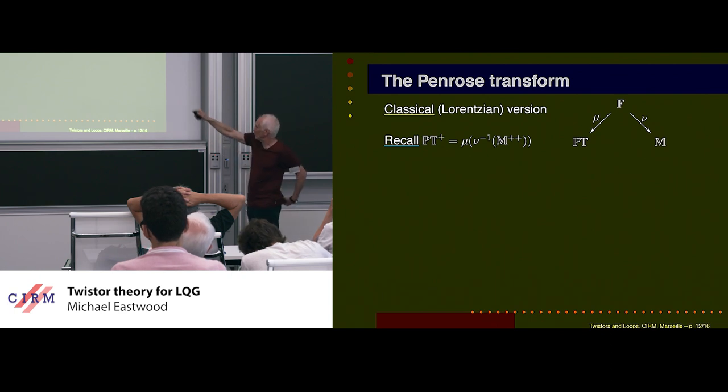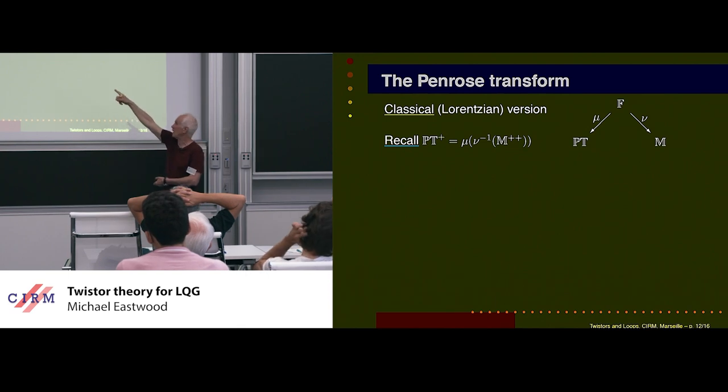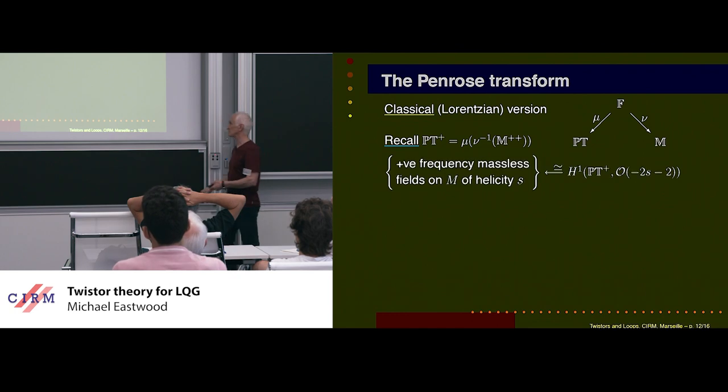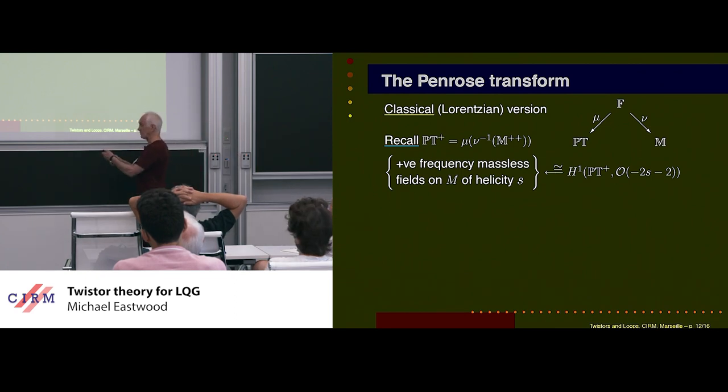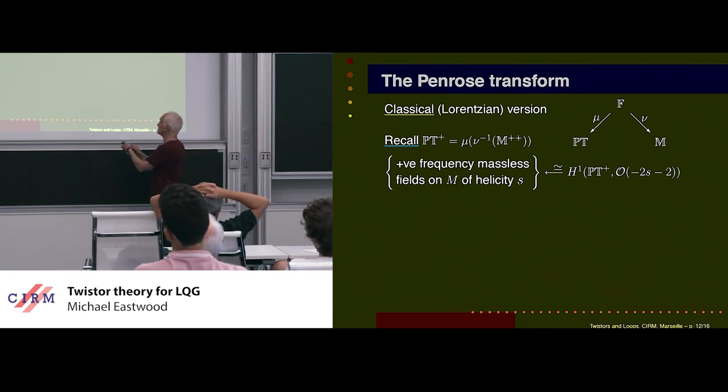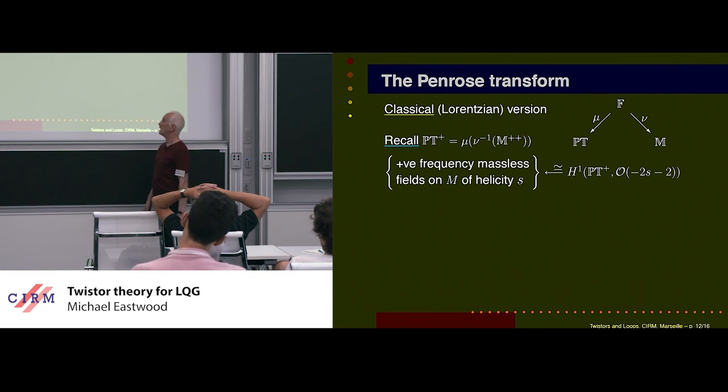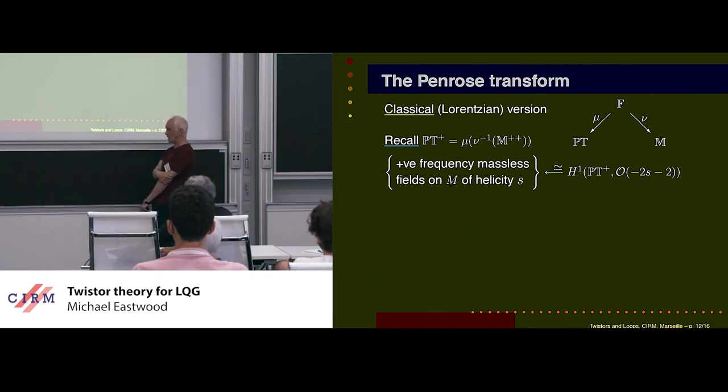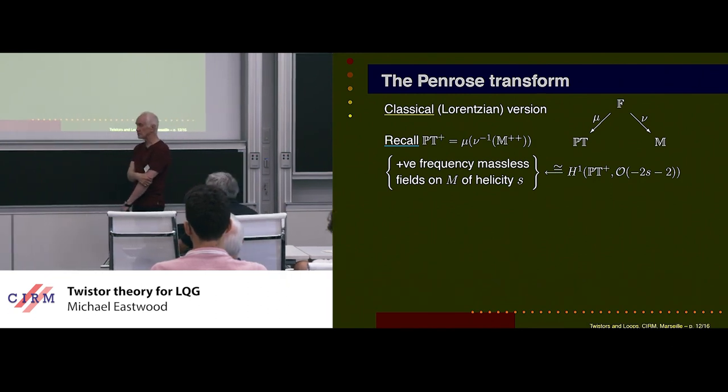So remember, for example, that this particular part of Twistor theory, this upper half space, was related to some open subset in Minkowski space. And it turns out that now, if you look at the massless field equations on compactified Minkowski space of helicity S, as on the previous slide, and you ask that they be so-called positive frequency.